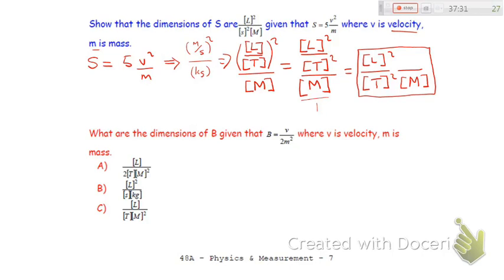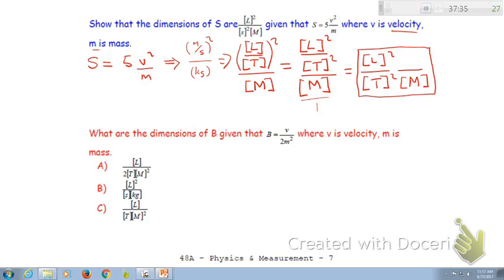Can you do the one on the bottom? If I set a clock, can you ever go at that? Oh, I didn't stop that one. Let's start this. So can you ever go at that? It's B equals V over 2m squared, where V is velocity and m is mass.